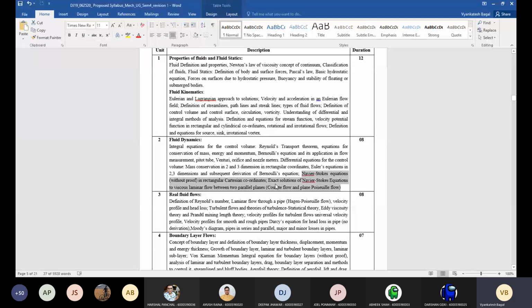Then we'll learn how to simplify those equations for typical situations like exact solutions of Navier-Stokes equations for viscous laminar flow. A simplified case, viscous laminar flow, and that too for flow between 2 parallel plates. One is when both plates are stationary, we'll call it Poiseuille flow, and when one plate is moving and one is stationary, that is Couette flow. Fine. So this module 2 will be covered in 8 lectures.